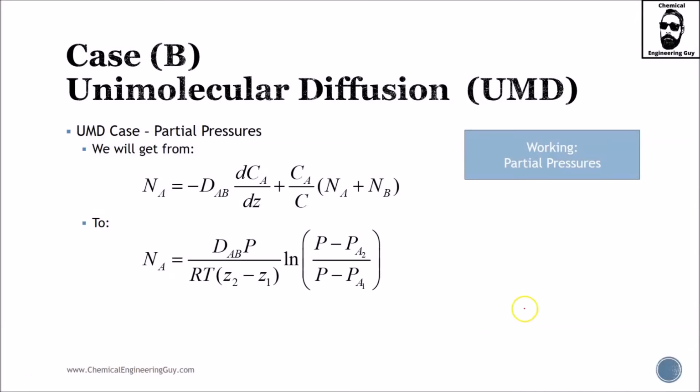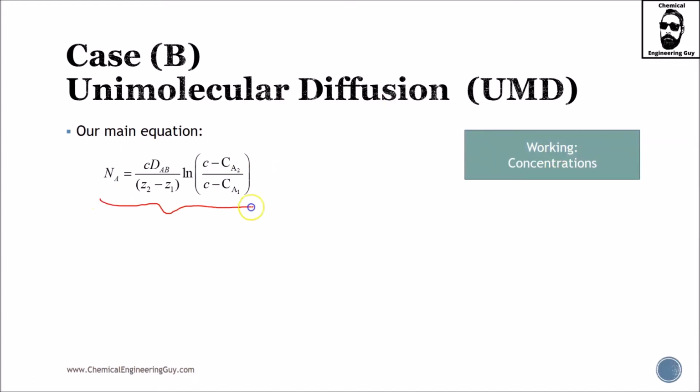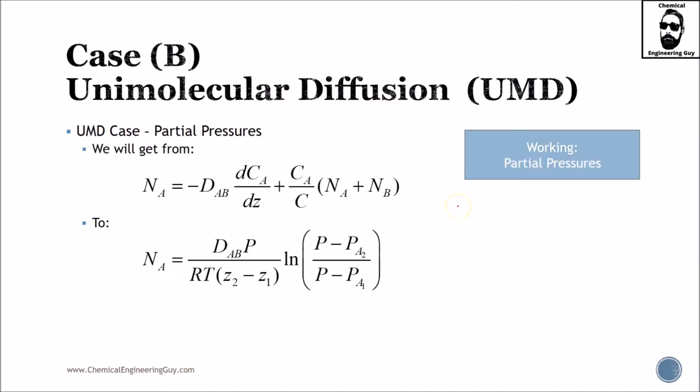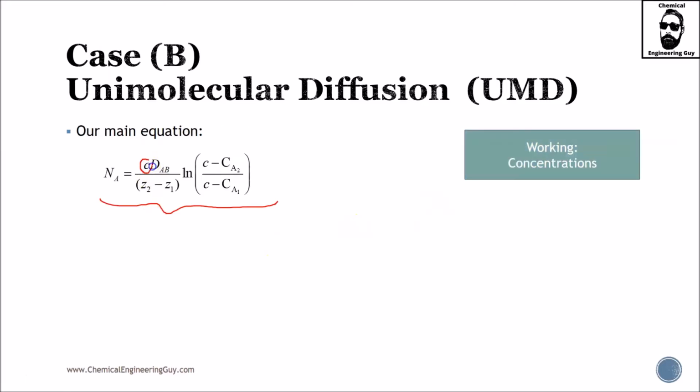Okay, we are still working with unimolecular diffusion. Previously we got the equation for concentrations. Now I want to get the partial pressures. And before we even continue, I just want to show you that this is pretty straightforward.